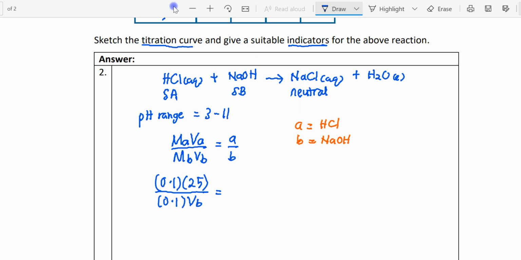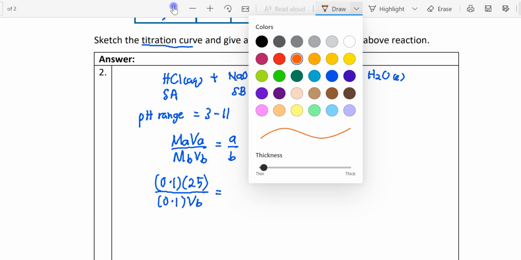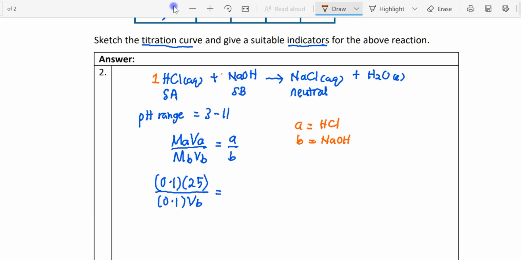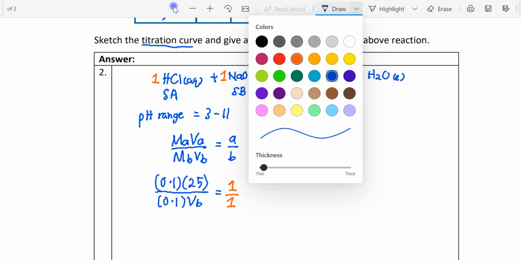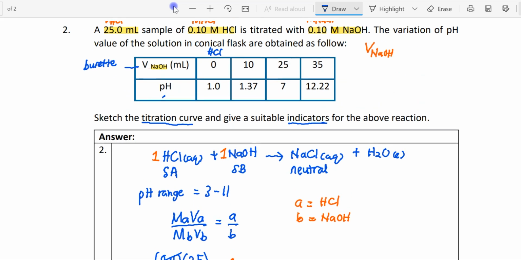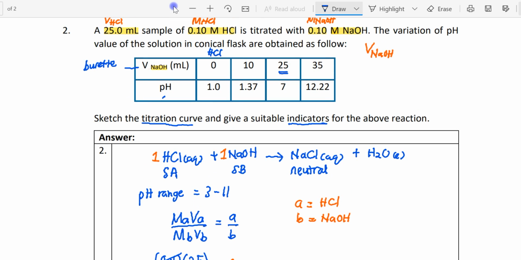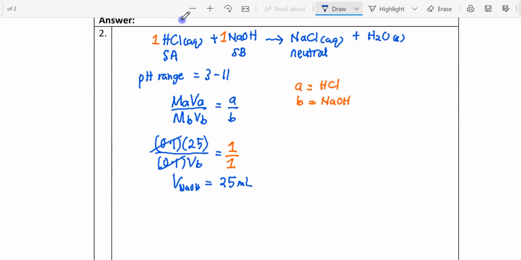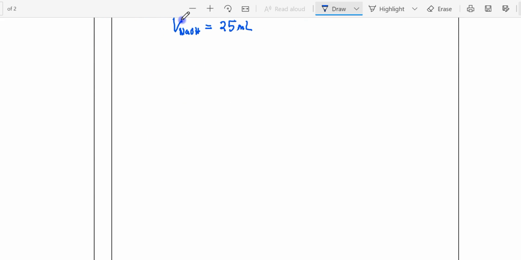a and b here refer to the coefficients. The coefficient for the acid is 1, and the coefficient of the base is also 1. So 1 over 1. From here we find that the volume of the base, NaOH, at the equivalent point is 25 ml. From this table, we notice that at 25 ml, the pH is 7. Alright, so now start sketching the graph.